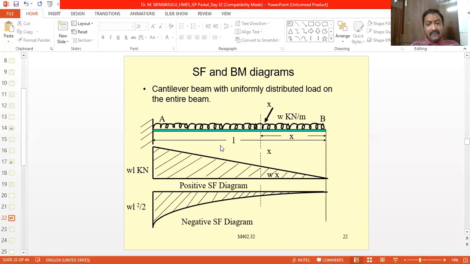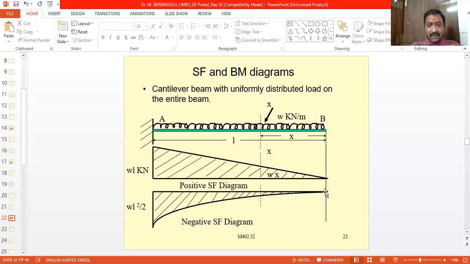But it is causing a clockwise movement. Like this, it will rotate in the clockwise direction to the right of the section. So it is a negative one, so minus WL square by 2. Now, this is the zero line that we have drawn for the bending moment diagram. Now the bending moment at point B is equal to 0.